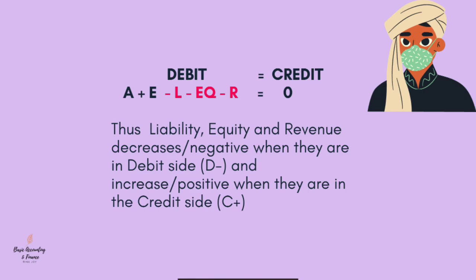So, liability, equity, and revenue decrease or are negative when they are on the debit side, and increase or are positive when they are on the credit side. After this, we are going to discuss some exercises and journals. My friends will be helping me to explain to you.